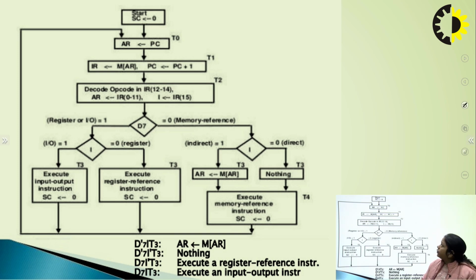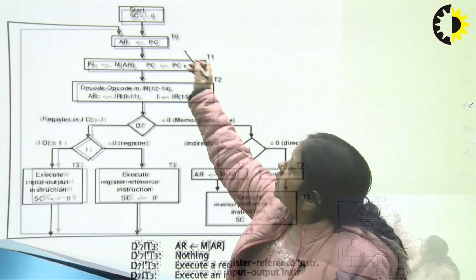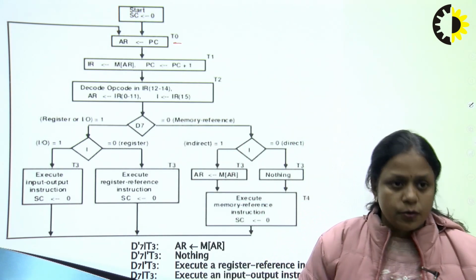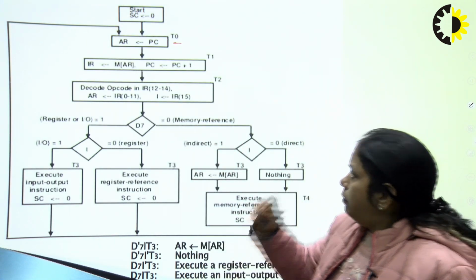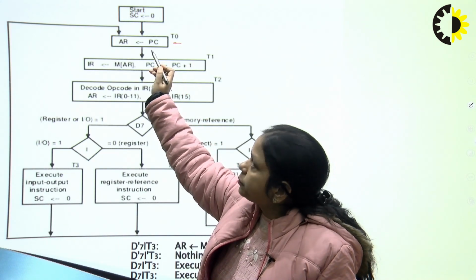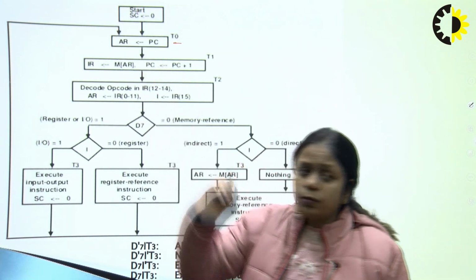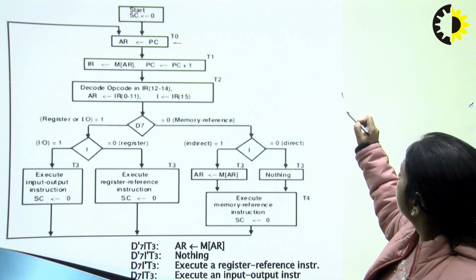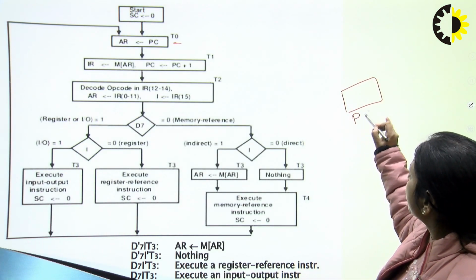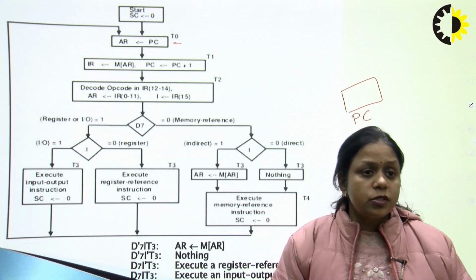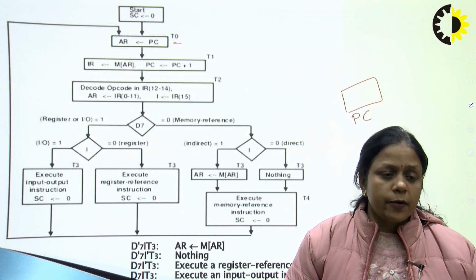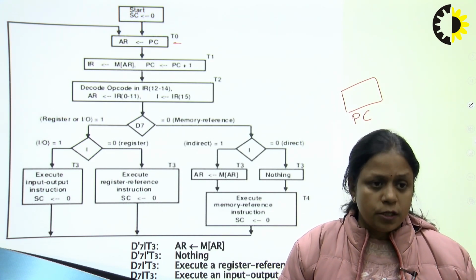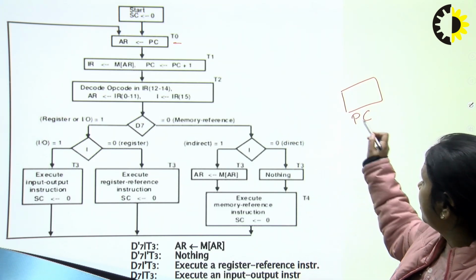Now, this is the complete execution of the instruction. You can see here, firstly, the value of the sequence counter is 0 here. Now, when the sequence counter value is 0, then the first timing signal will be generated, T0. In T0, what will happen? The value of the program counter will be transferred to the address register. Now, the question is, what is the value in the program counter? Program counter will store the address of the next instruction to be executed. What it means, which instruction is going to execute, the address of that instruction will be stored in the program counter.